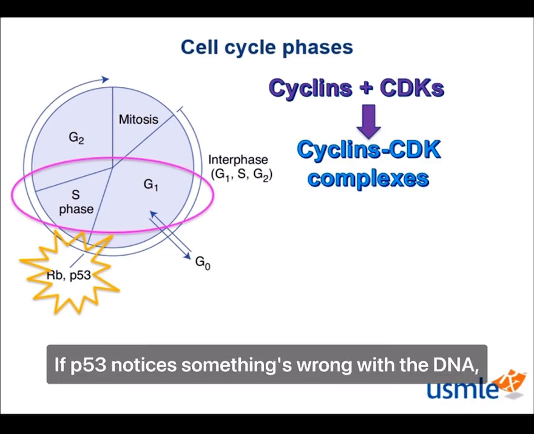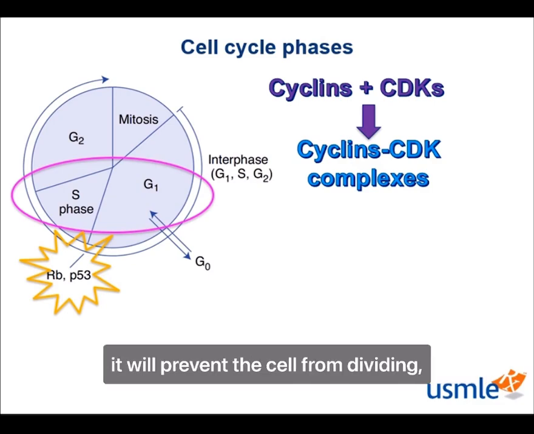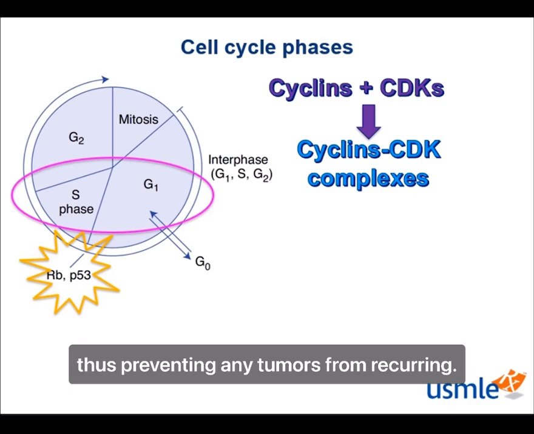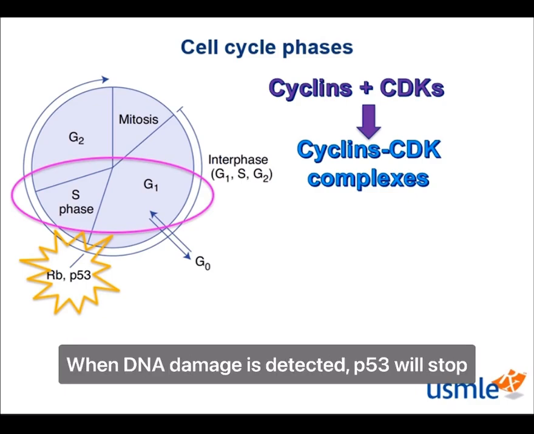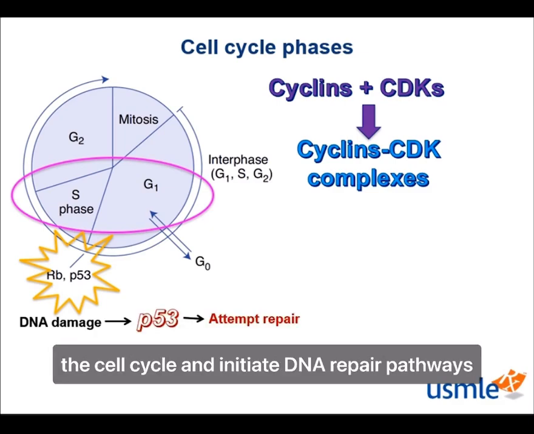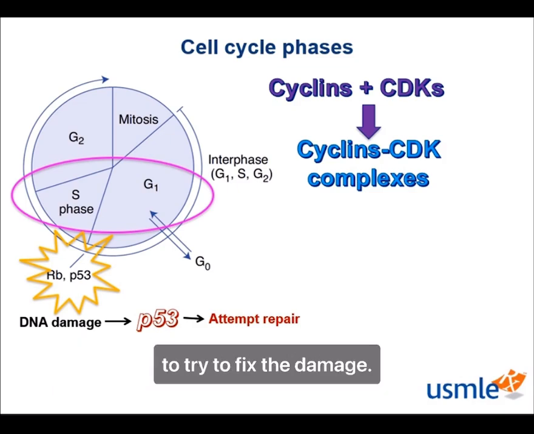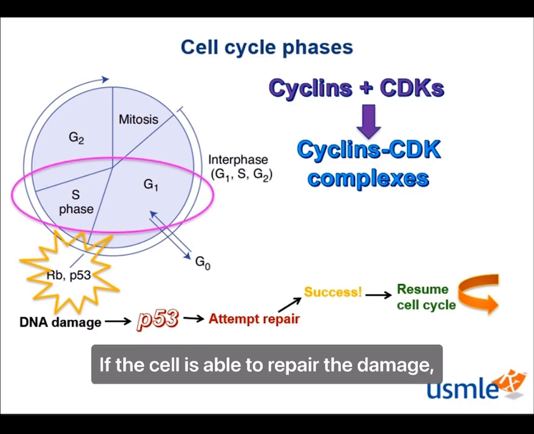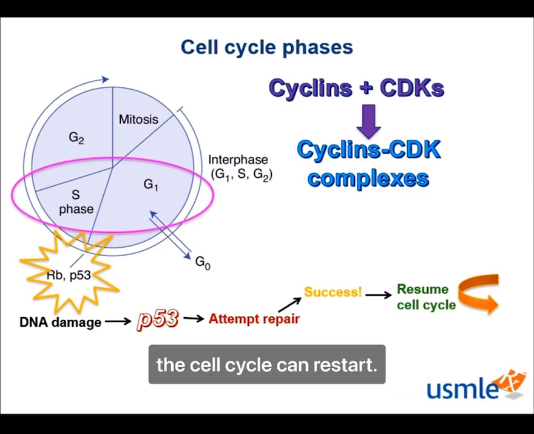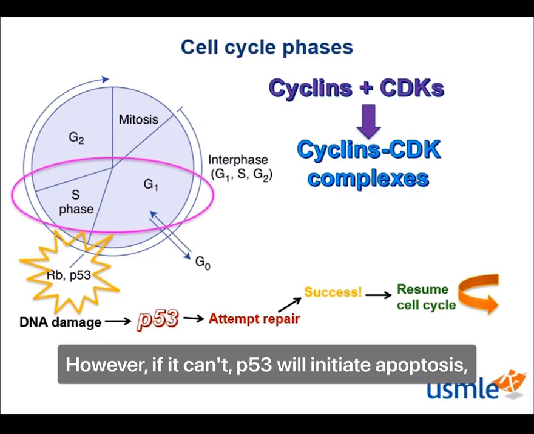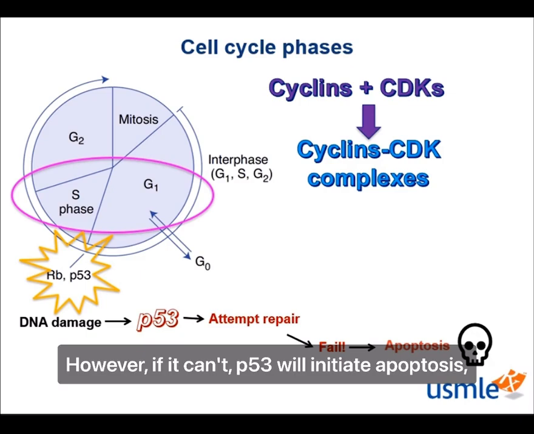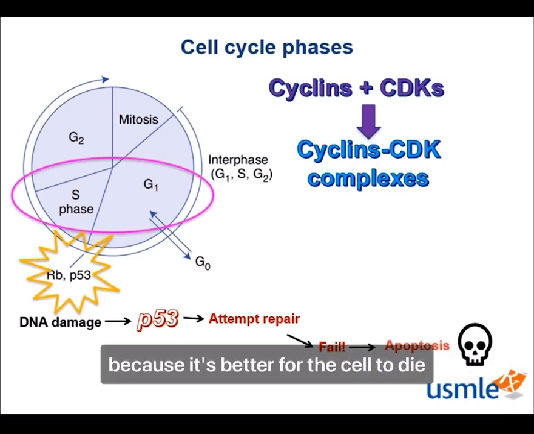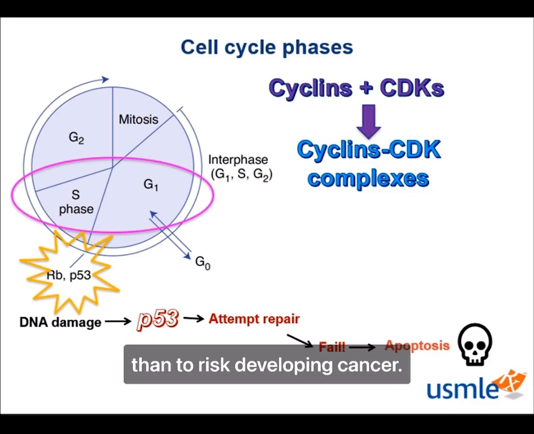If P53 notices something's wrong with the DNA, it will prevent the cell from dividing, thus preventing any tumors from occurring. When DNA damage is detected, P53 will stop the cell cycle and initiate DNA repair pathways to try to fix the damage. If the cell is able to repair the damage, the cell cycle can restart. However, if it can't, P53 will initiate apoptosis, because it's better for the cell to die than to risk developing cancer.